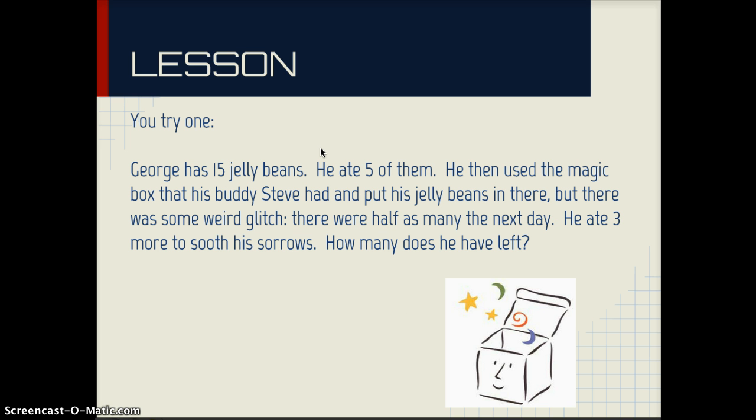George has 15 jelly beans and he ate 5 of them. He then used the magic box that his buddy Steve had and put his jelly beans in there. There's some weird glitch, and now there's half as many as the next day. Didn't work out for George like it worked out for Steve. But he ate 3 more to soothe his sorrows. How many does he have left?